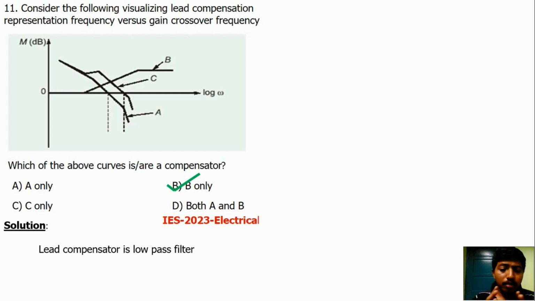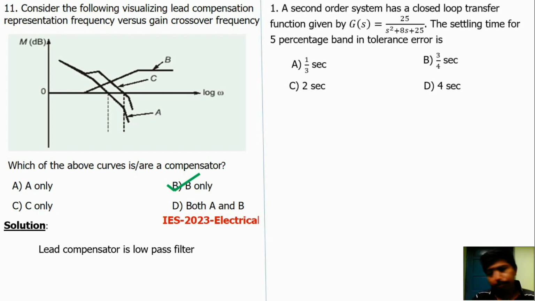Now we will solve this IES 2023 electronics exam solutions from control system subject. The first question: the objective is to find the settling time for 5% tolerance span. If you know the damping ratio del and omega n value, we can find the settling time. So the first objective is to find the damping ratio and the natural frequency omega n.